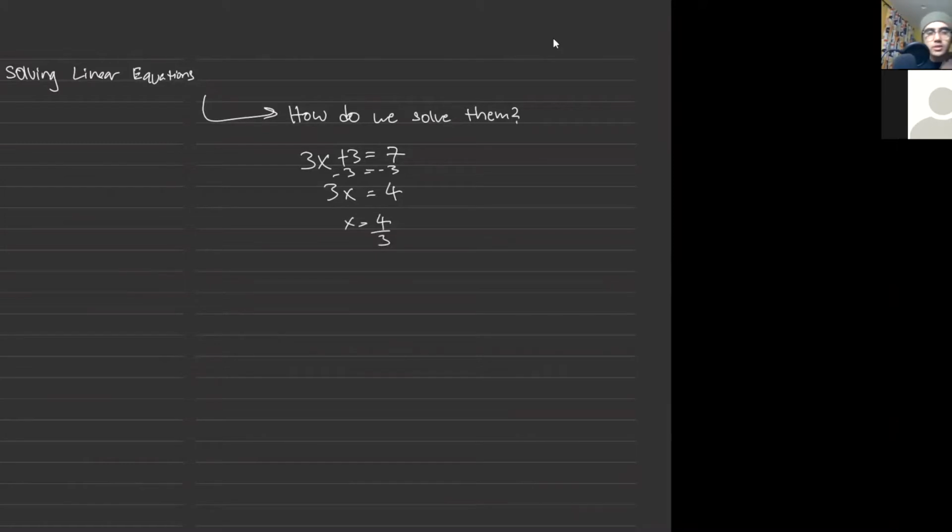Right? 4 over 3, right? So we have 3x. We want to subtract 3 on both sides, right? So then we get 3x is equal to 4. x equal to 4 over 3, right? Simple stuff, right? These are the type of questions you're going to be seeing at the beginning of your testing.